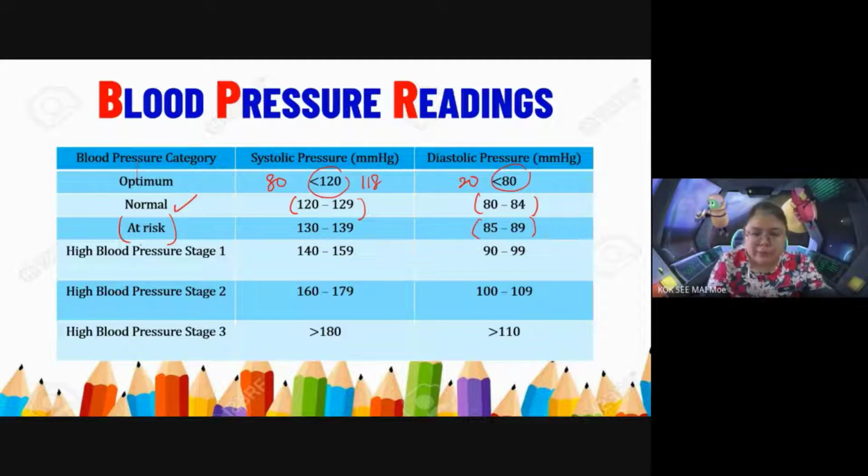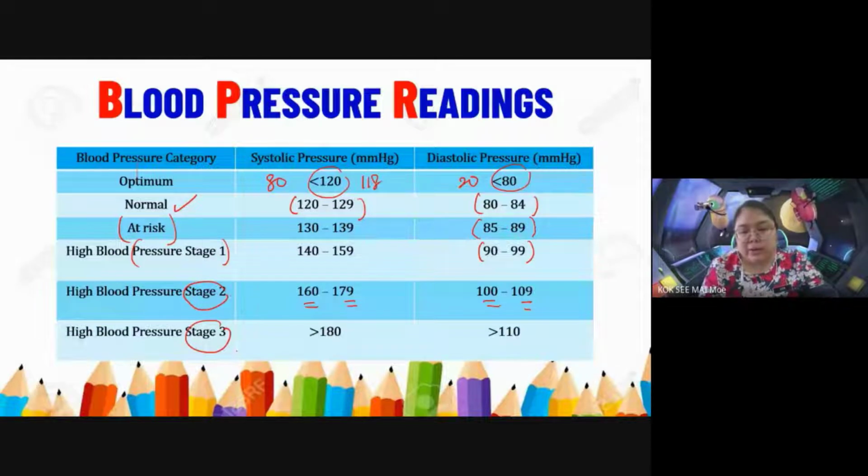Okay, high blood pressure. Now, this state we call a high blood pressure. Then this one is stage 1 only. Okay, 140 to 159, then the diastolic is 90 to 99. Okay, stage 2, 160 to 179. Quite high already. And the diastolic 100 to 109. Okay, stage 3. So over 180, then this one over 110.